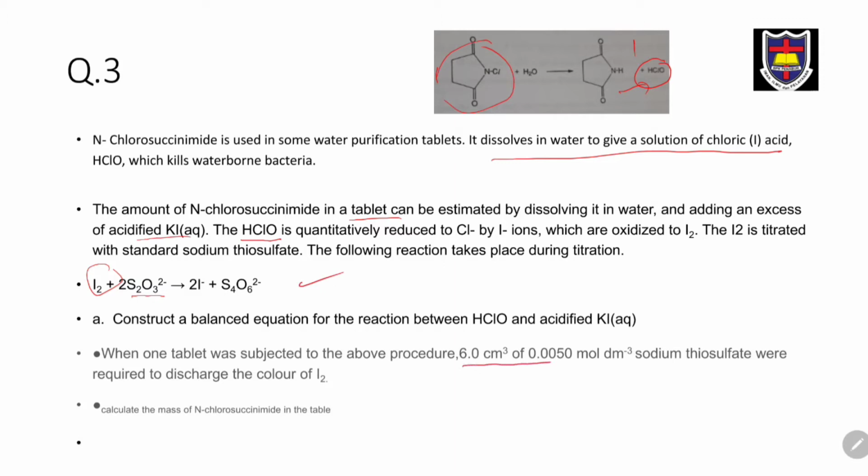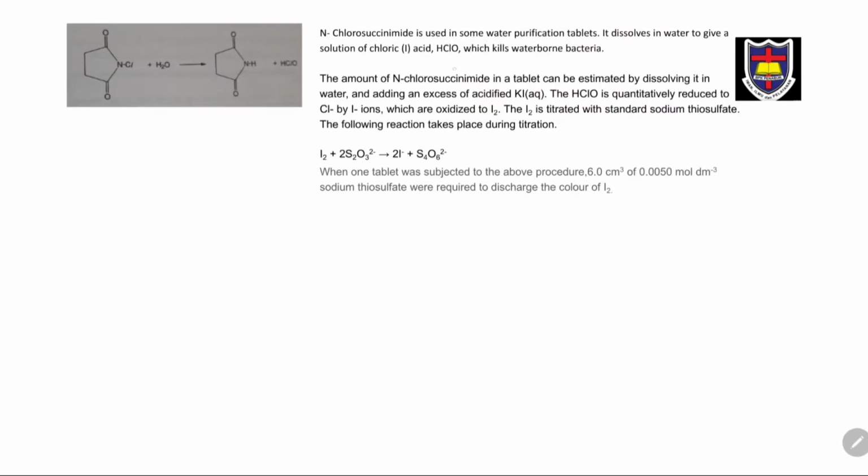This is the concentration and volume of S2O3 2 minus. And N-chlorosuccinimide in water releases HClO. Here is the equation, ratio 1 to 1. This is chloric(I) acid. The chloric(I) acid then reacts with KI in a redox equation.